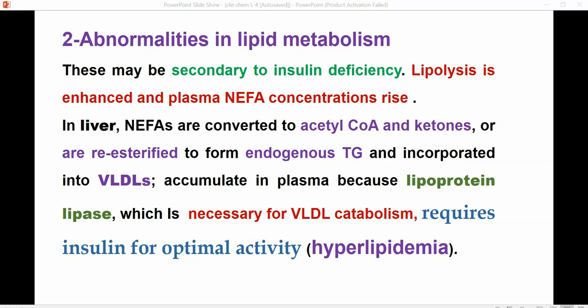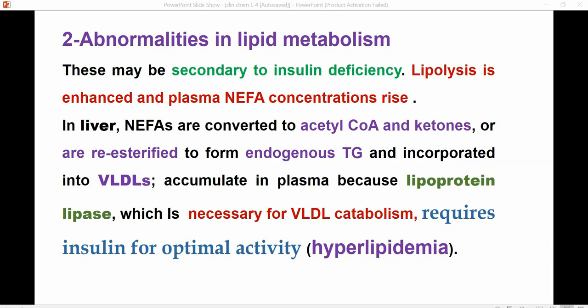Second type of abnormalities associated with diabetes is development of dyslipidemia, which is a disturbance or disorder in lipid metabolism. As we previously discussed, insulin is important not only in controlling carbohydrate metabolism but also in lipid metabolism.